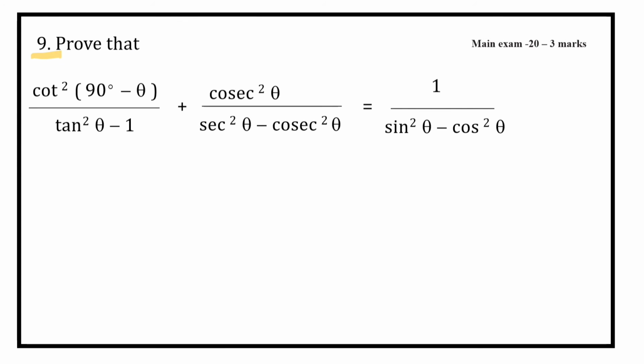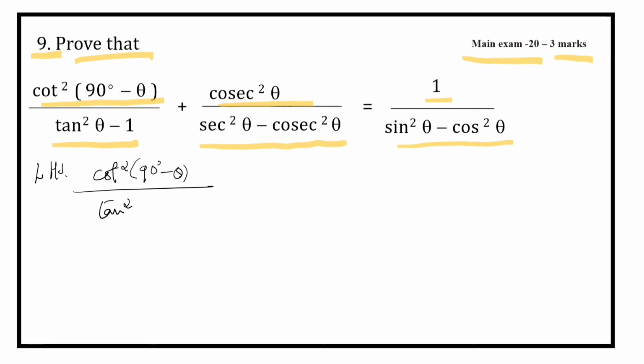Ninth question is taken from 2020 main exam question paper. It is a 3 marks question. Prove that cot square 90 minus theta upon tan square theta minus 1 plus cosecant square theta upon secant square theta minus cosecant square theta is equal to 1 upon sin square theta minus cos square theta. Now what is LHS? Let us write it down.